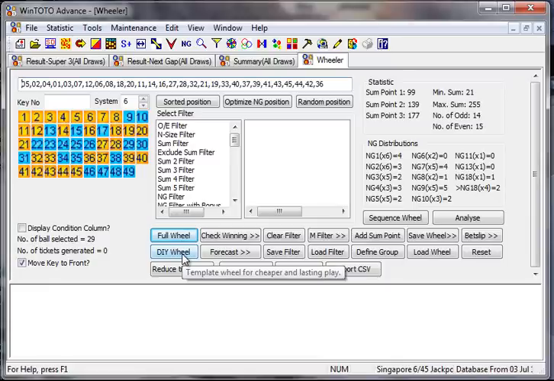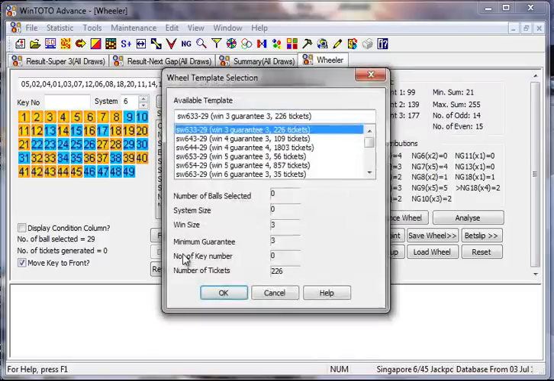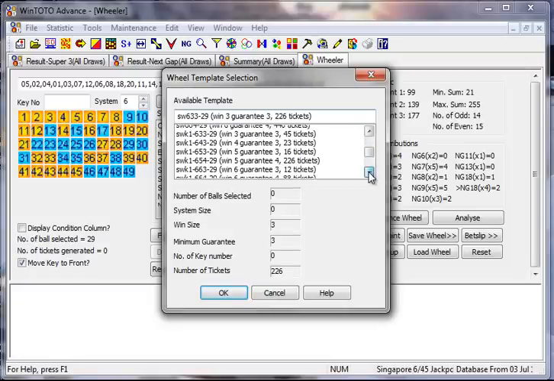Let's take a look at the DIY wheeler. Now, if you were to use the DIY wheeler, what you can actually do is get the one that suits your budget best.